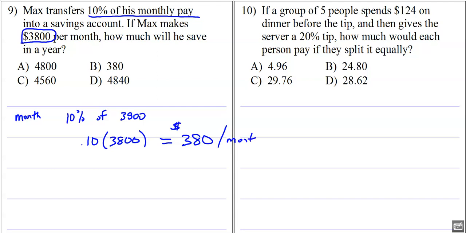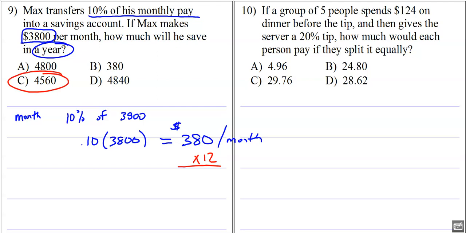So every month, that's what he's putting into his account. But it says how much is he going to save in a year. So we need to times that number by 12, which would be 3,800 plus another 760. So what's that? 4560. Correct answer is C.